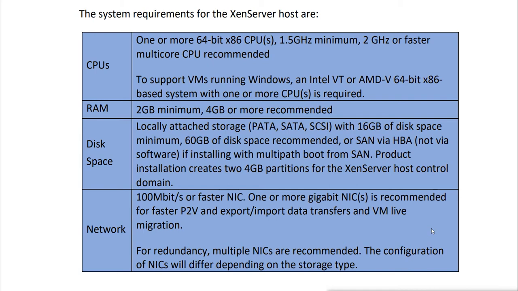Then for the RAM, it can run on 2 GB RAM also, but it will run only XenServer, because when you go for creating virtual machines, those virtual machines will not run because you have only 2 GB RAM. But if you have 4 GB RAM, it is recommended, at least you can run one virtual machine. Then disk space is locally attached storage, whatever locally attached storage we have, PATA, SATA or SCSI, with at least 16 GB of disk space minimum for just installing and running XenServer. But when you create virtual machines, it requires more. So 60 GB is recommended.